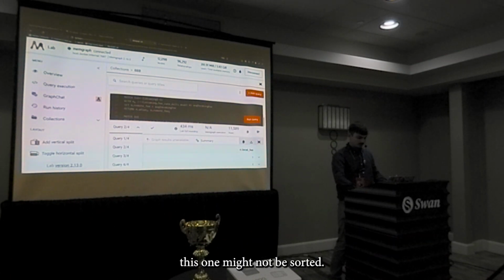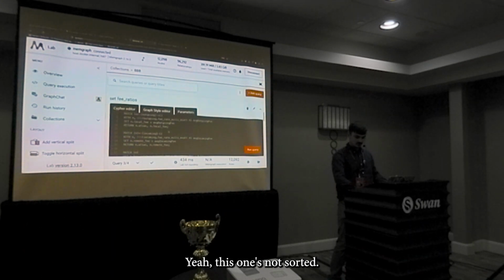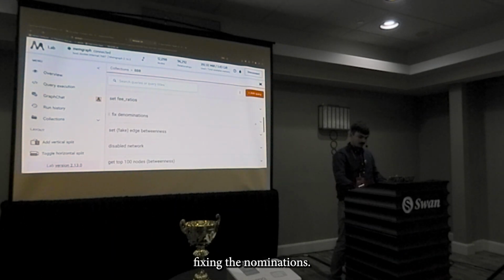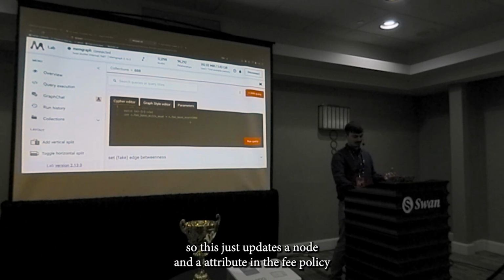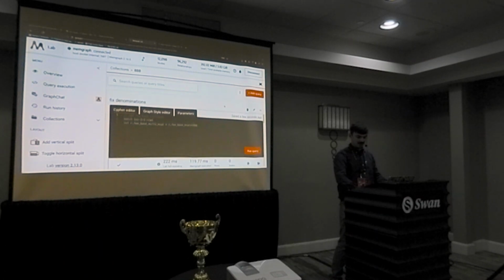This one might not be sorted. Yeah, this one's not sorted, so we can move past it. Fixing denominations, like I said, they're cursed. So this just updates a node attribute in the fee policy to be the same denomination as the other two.